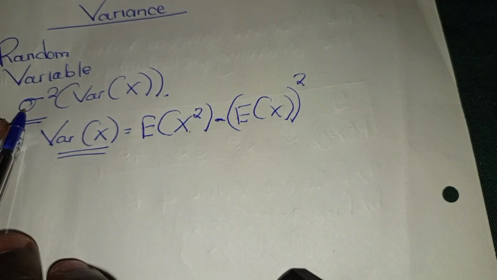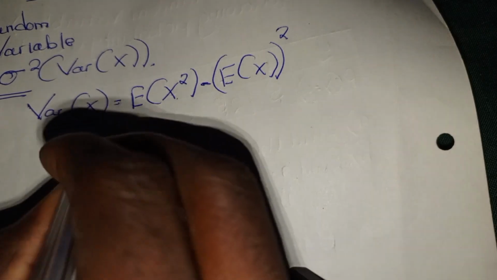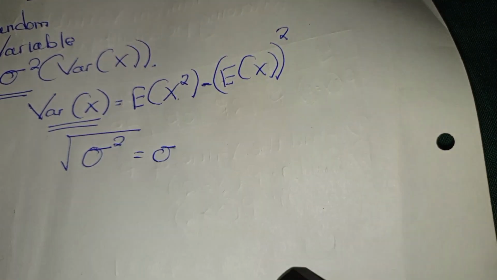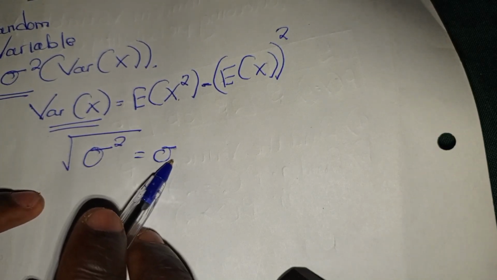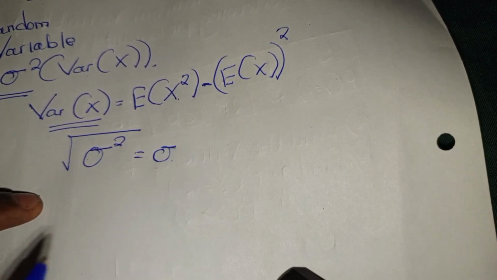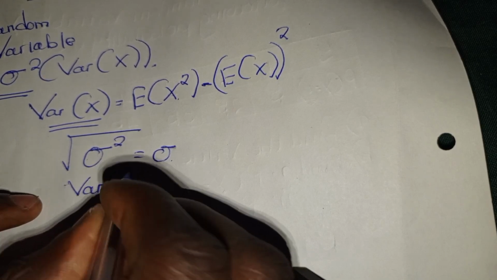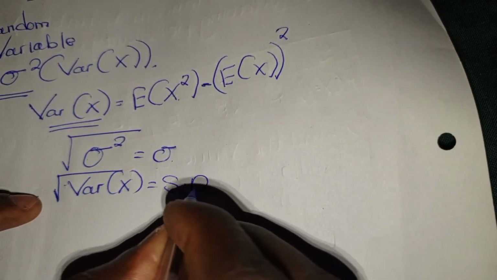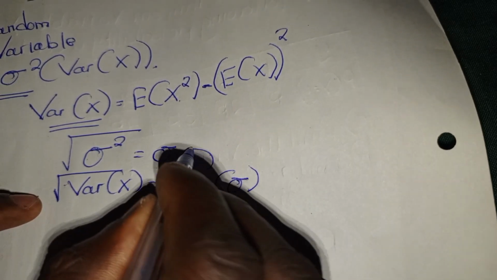Remember, sigma squared is equivalent to the variance. If you were to square root sigma squared, you will get sigma. So what I'm trying to say here is, if I was to square root the variance, I will get what is referred to as the standard deviation. So standard deviation is sigma in the other sense.